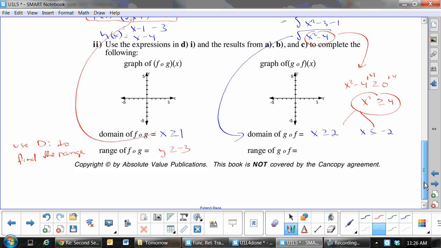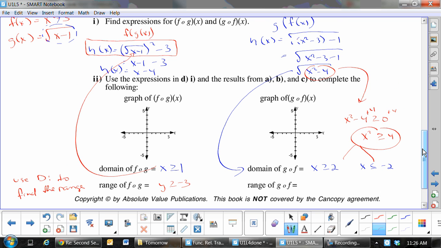So, now that we have the domain, how will I find the range of this one? I want you to plug your domains in. What kind of values would I be getting? What happens if you plug in 2? What do you get? 0. Okay. If you put in negative 2, you get 0.